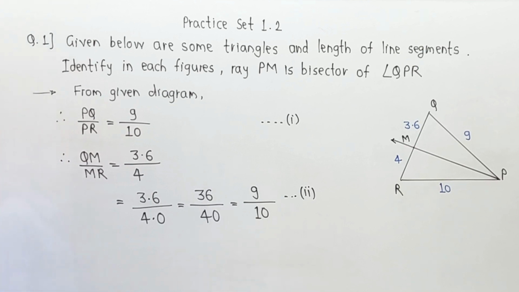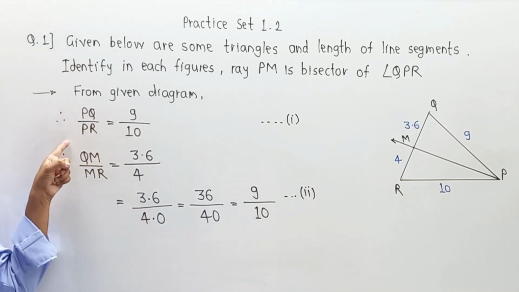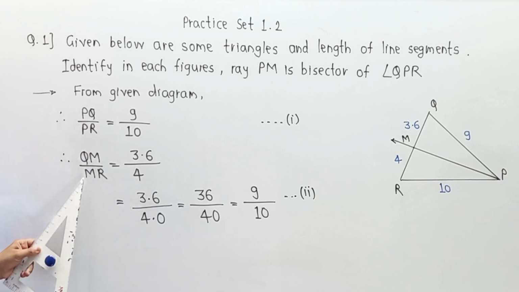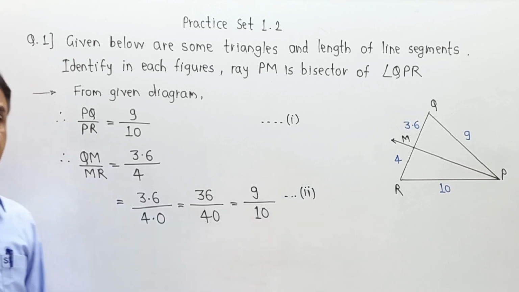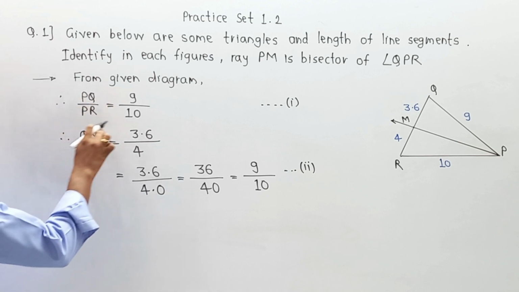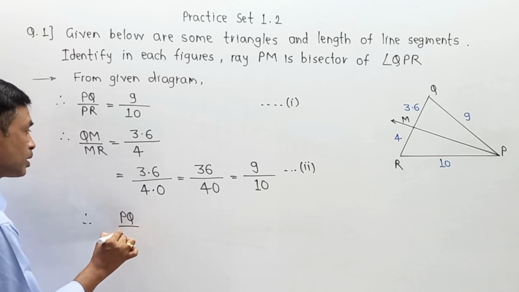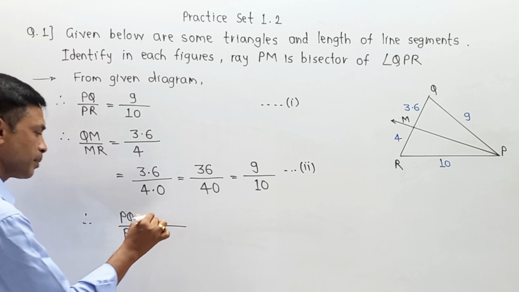Again, from comparison you can see one part. पहला रेशियो है PQ upon PR, this value is 9 upon 10. दूसरा रेशियो है QM upon MR, and after simplification it is also 9 upon 10. So for comparison over here we can say PQ upon PR is equal to QM upon MR.